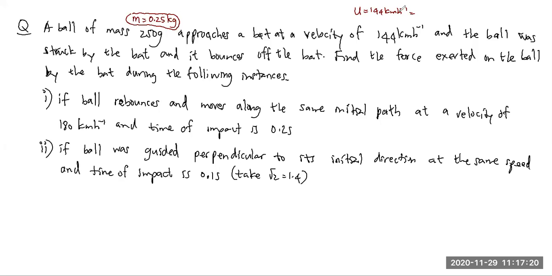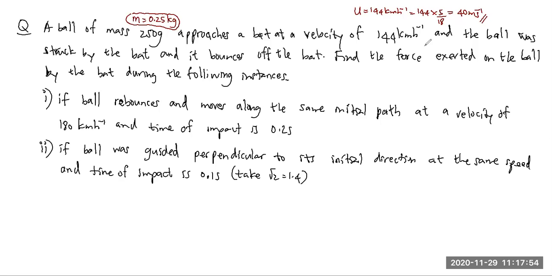That must be converted to SI units. So 144 into 5 over 18. If you simplify that, 144 and 18, it will be 8. So finally 40 meters per second. So the ball is approaching at that speed towards the bat. So 40 meters per second, and that is our U. I hope you people are clear about that, right?